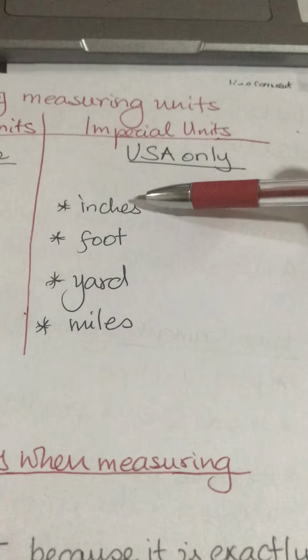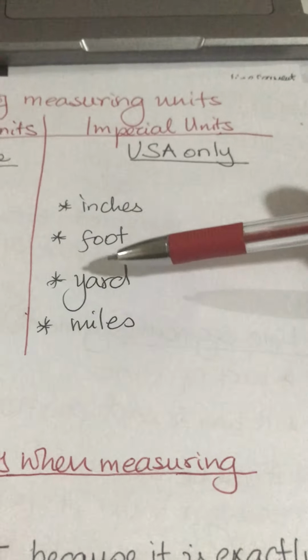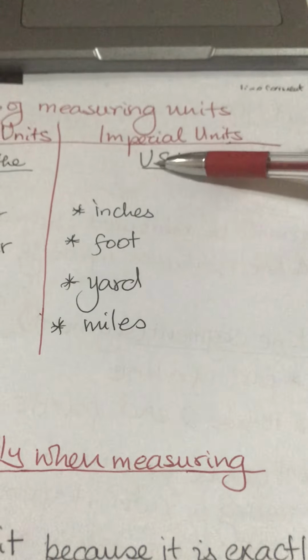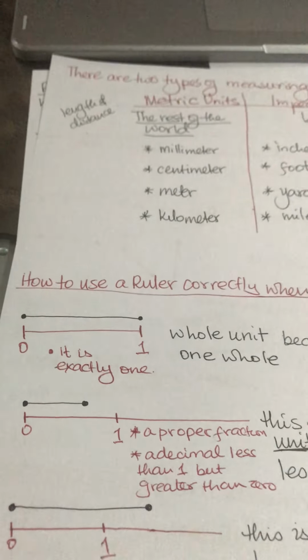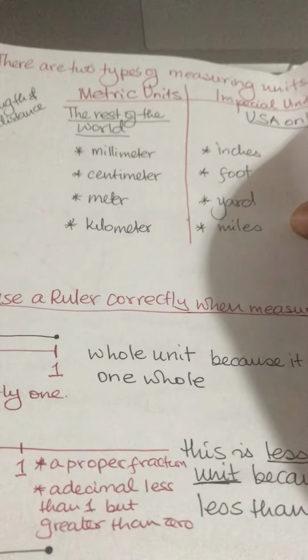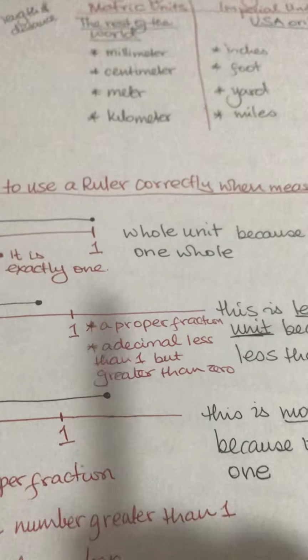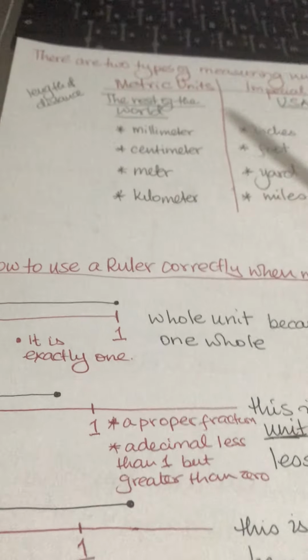You should also know how many inches make a foot, how many feet make a yard, how many yards make a mile. These you should know, okay? Now, we need to know how to use a ruler correctly. I am sure your grade 3 teacher taught you how to do this. And some of you must have forgotten.